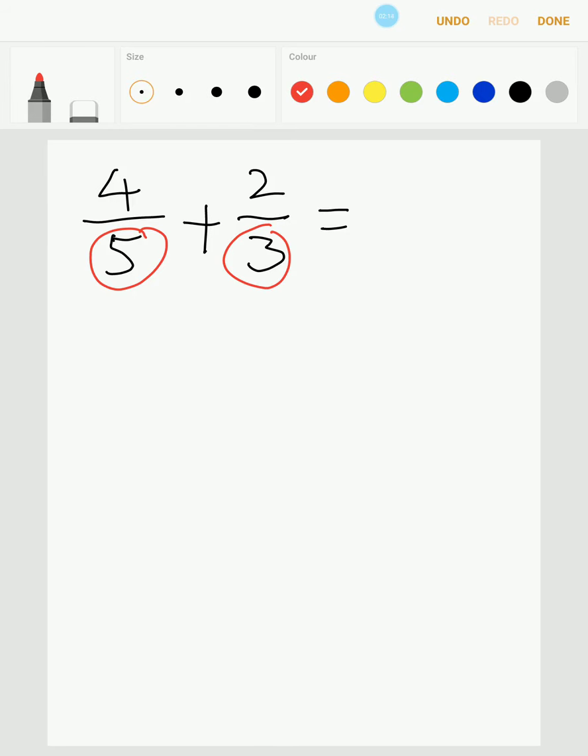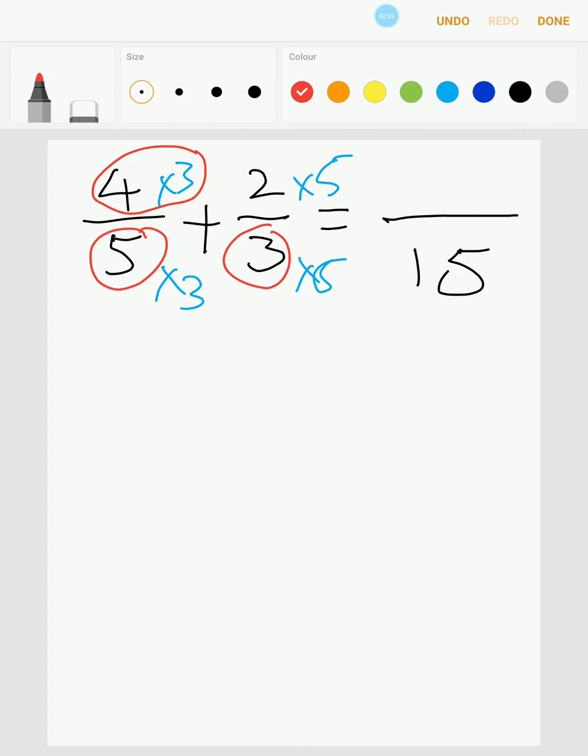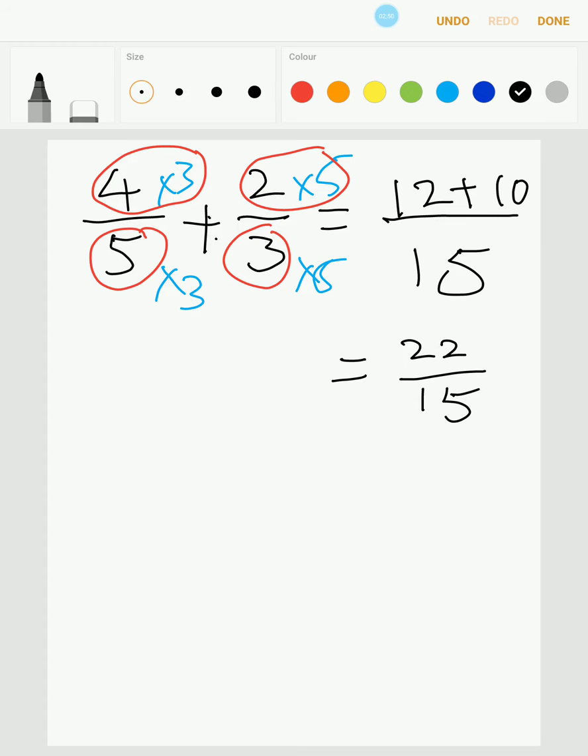So we look for the lowest common multiple. Some of you may be familiar with this. Or just multiply with each other. So times 3 on one side, and on the other side times 5. And what does that give me? Over 3 times 5, 15. So the top, what do I get? 4 times 3, 12, plus 2 times 5, 10. And that gives me 22 over 15.